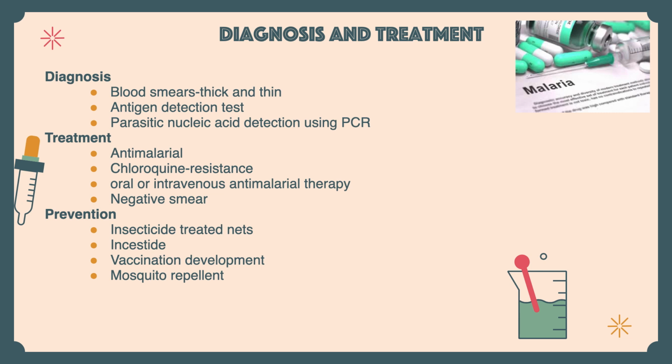So for diagnosis, the first thing they usually do is a blood smear. There's a thick and there's a thin. The thick is usually used for large quantities of blood samples, but is sometimes hard to read. The thin is used more for identifying and counting infected cells.